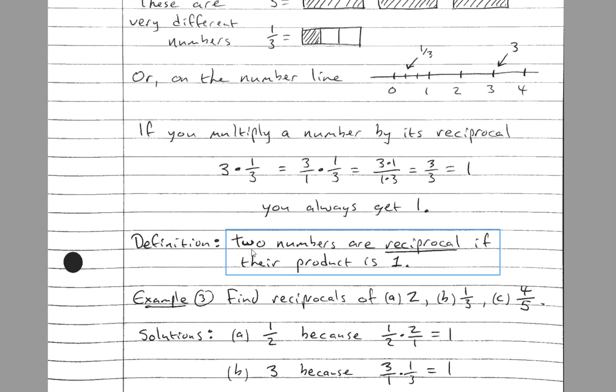So we get to a better definition. Two numbers are reciprocals if their product is 1. Each number is the reciprocal of the other. You could say it like that. So we're kind of pairing up numbers. So 1/3 is the reciprocal of 3, but you could also think of it as 3 is the reciprocal of 1/3.